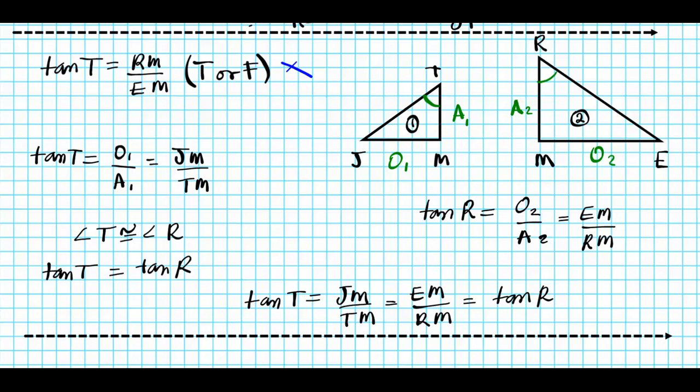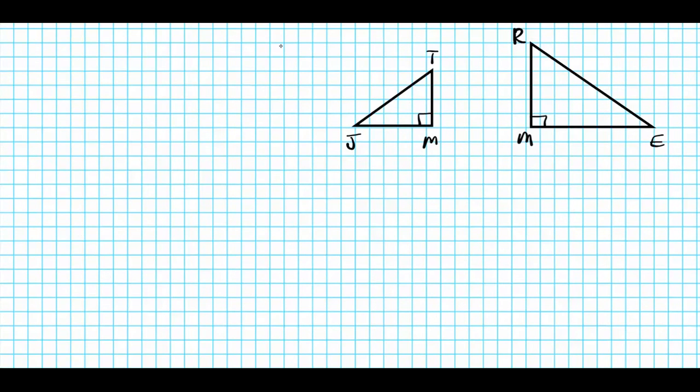Okay, but we're going to do it anyway, so I can show you that the answer is in fact correct. So here we have it again. This is triangle 1, triangle 2. And then the question is this statement: tan E equals TM over JM, is it true or false?